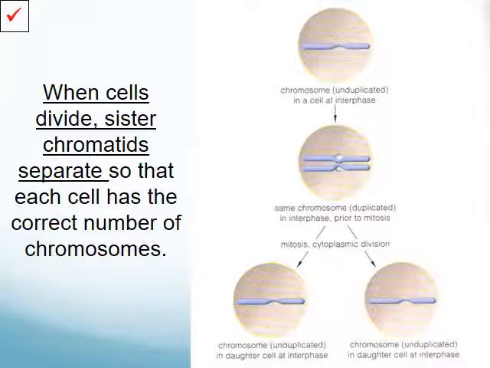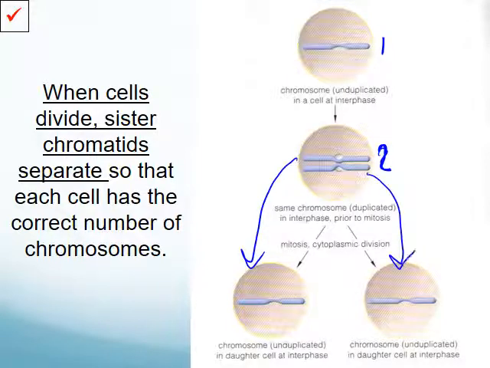So when cells divide, sister chromatids separate, so that each new cell has the correct number of chromosomes. So if we go ahead and take a look, we can see that in the first cell we have one chromatid. Here, now we have two. So we have our sister chromatids, each one being identical. So when we go ahead and separate them, one copy goes here and the other copy goes here, guaranteeing that the two new cells have the genetic information they need.